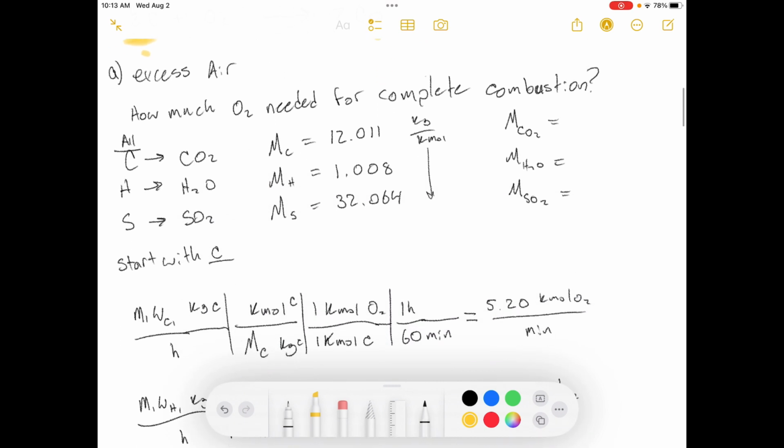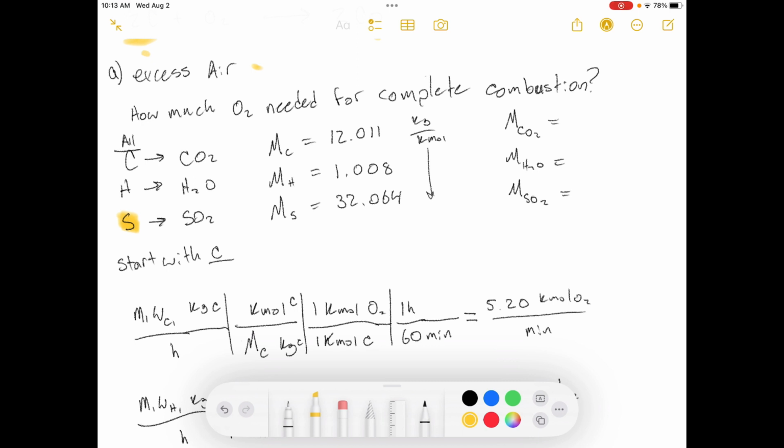So part A tells us to calculate the excess air. In order to calculate the excess air, we need to know how much oxygen is needed for complete combustion. Now, they didn't define in this problem if complete combustion also included the sulfur, so I wasn't 100% sure on what to do. Sometimes you would include the sulfur, sometimes you wouldn't. I mean, you are combusting the sulfur, so I included it in my analysis.